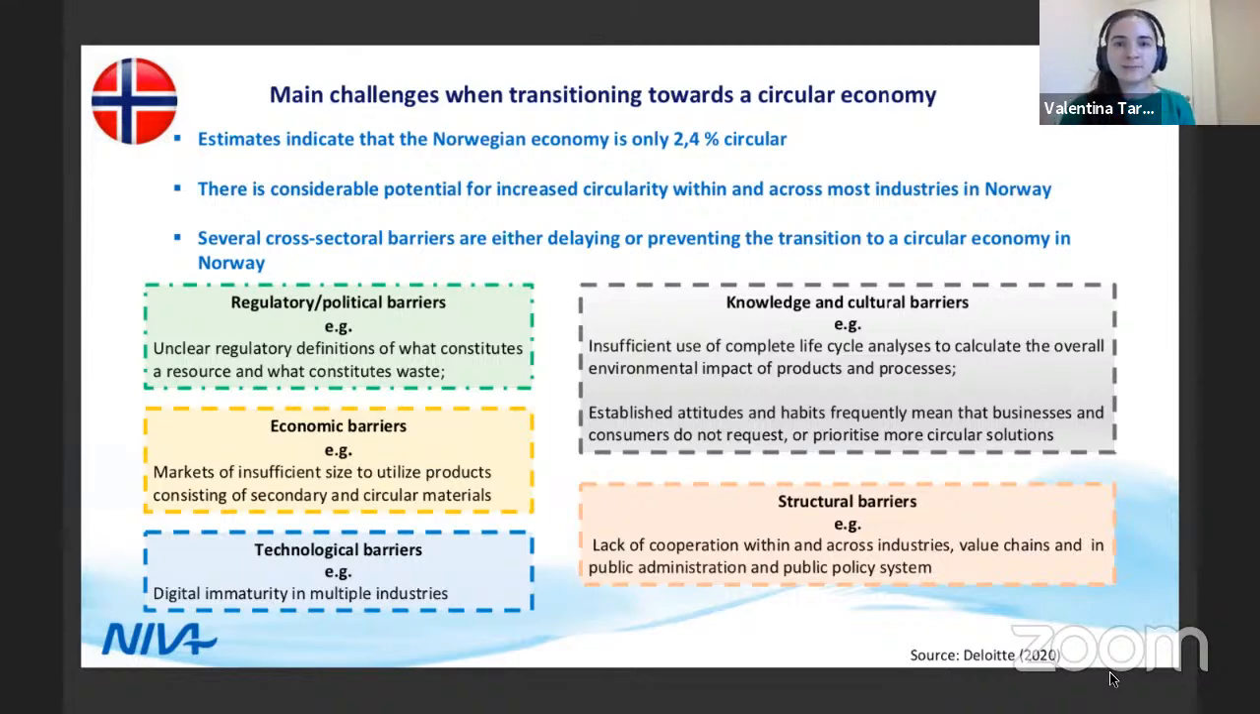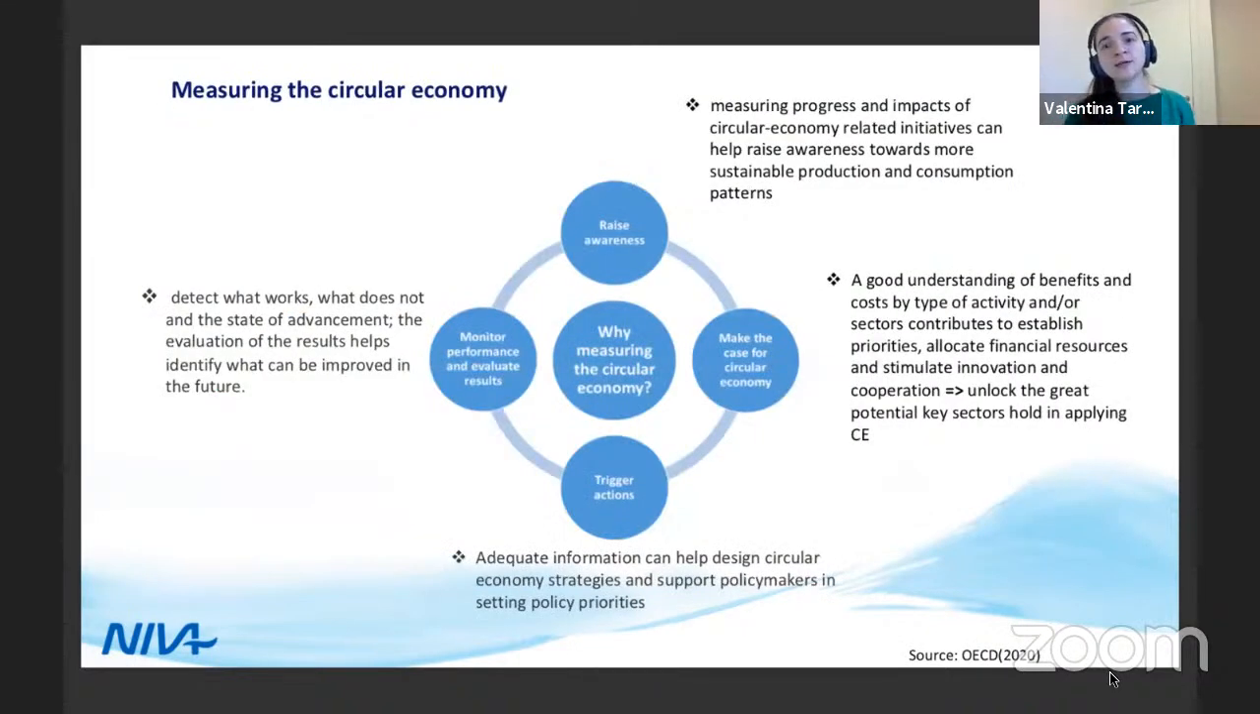Next slide, please. As one cannot improve what cannot be measured, policymakers, practitioners, and scholars have urged for the need to measure frameworks for the circular economy. Why is it important to measure the circular economy?